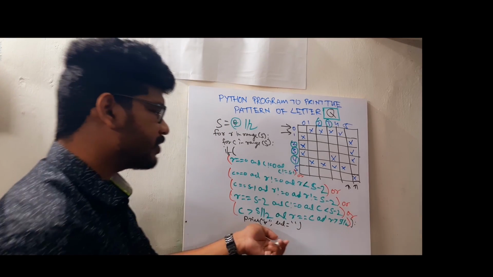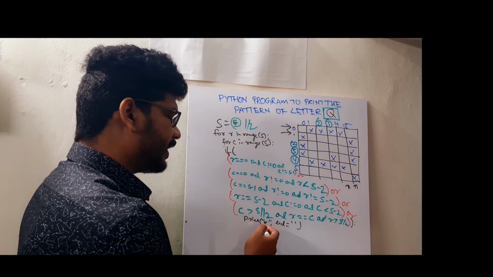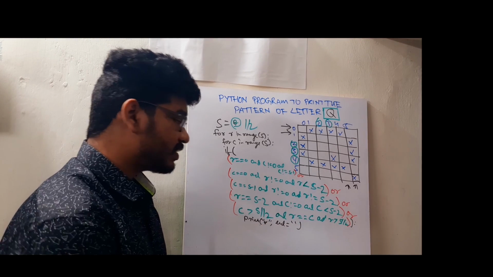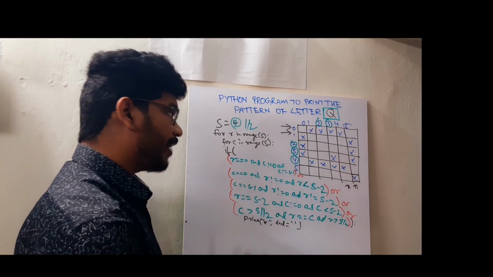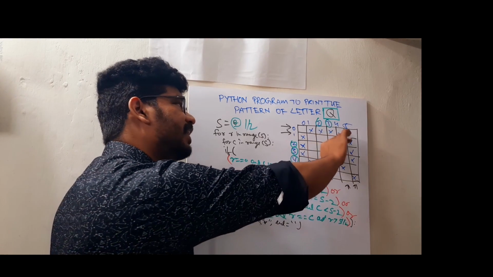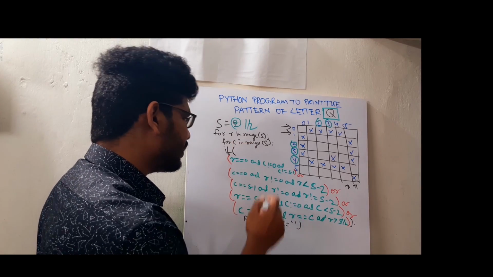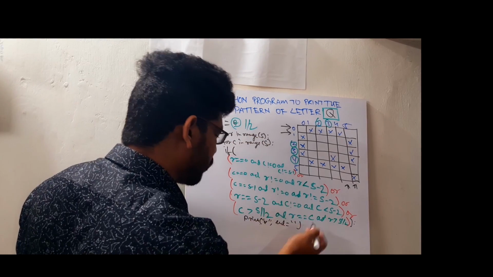If you follow my previous tutorials, you know why I have given end as empty space. By default, print takes \n, that means next line as default end, but we don't want to go to next line. After printing this star, it should stay there, print all these stars and then go to the next line. So I have given end as empty for these conditions, and in else conditions I will print spaces.